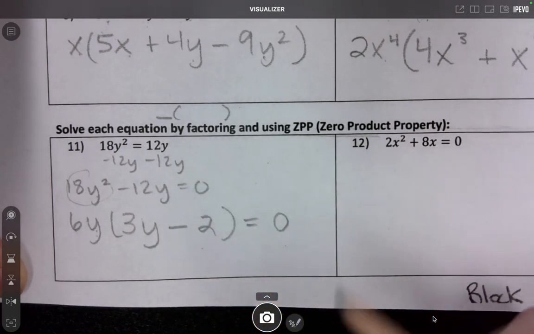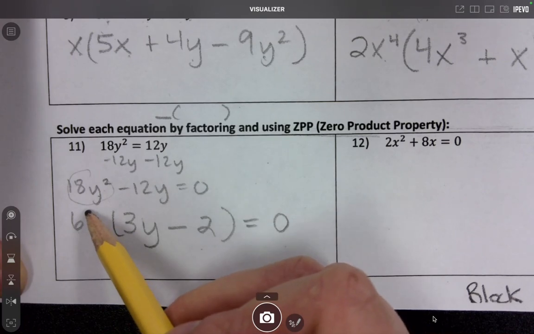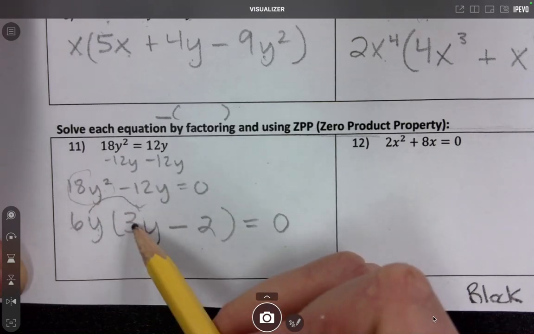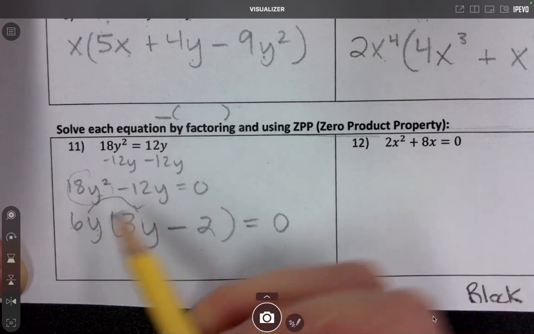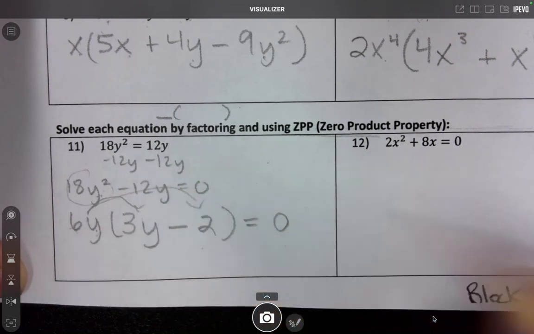And you could go back and you could distribute this, right? And just double check it. 6y times 3y. 6 times 3 is 18. Y times y is y squared. 6y times 2, that makes a 12y.